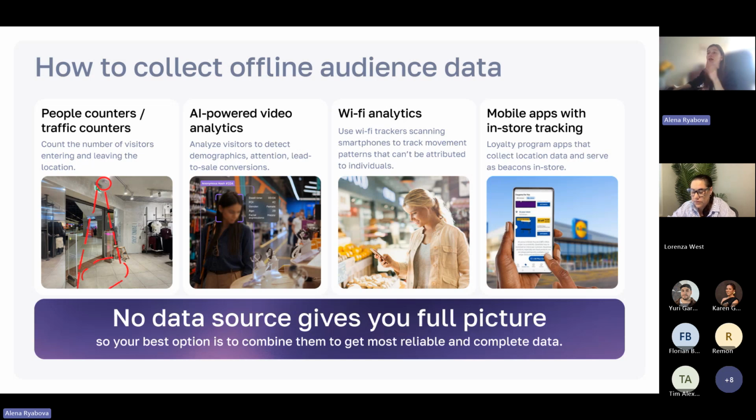And if we have all of this together, of course we have the full picture, because as I said, traffic counters only give you the number of people. Video analytics will give you the demographics, the number of people, the dwell time, engagement. Wi-Fi analytics will give you their path inside the store, and mobile apps tracking will allow you to merge this data with the particular IDs of your customers.